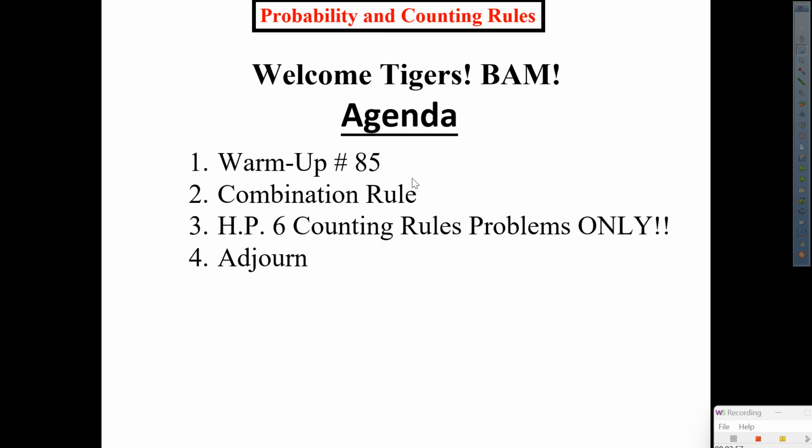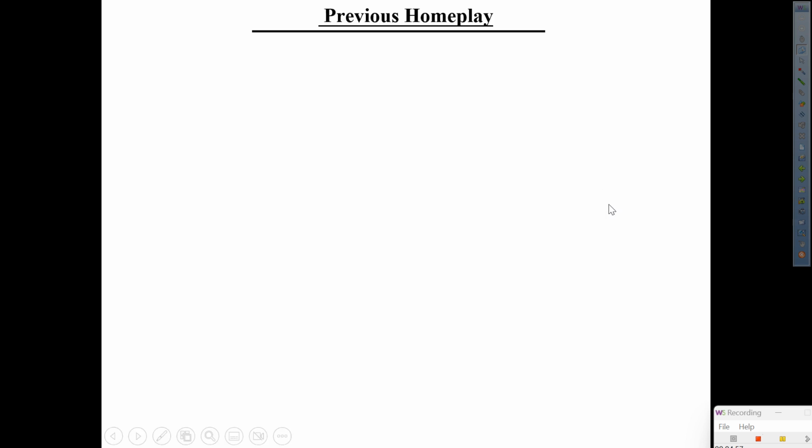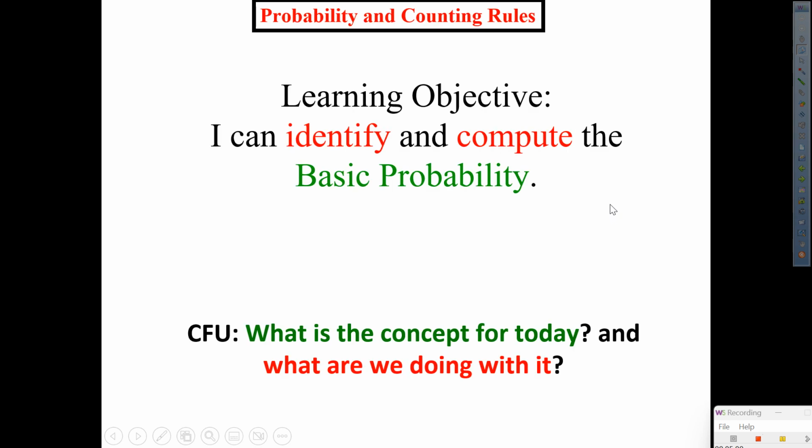All right. Once again, warm-up number 85, combination rules, 6 counting rules. I'll show you those 6 at the end. But get a Cornell note ready, please. I can identify and compute basic probability.